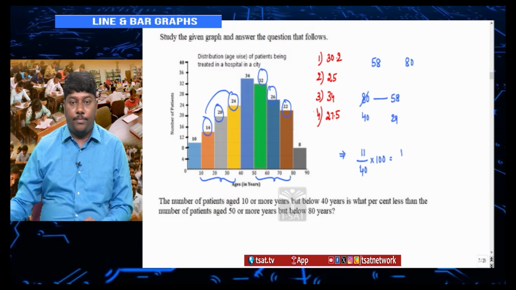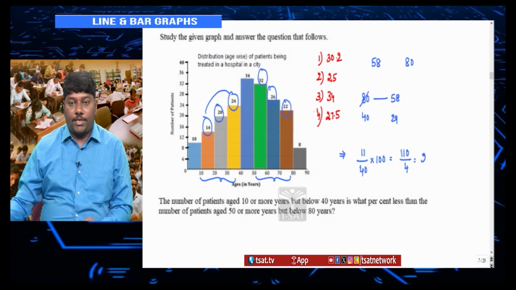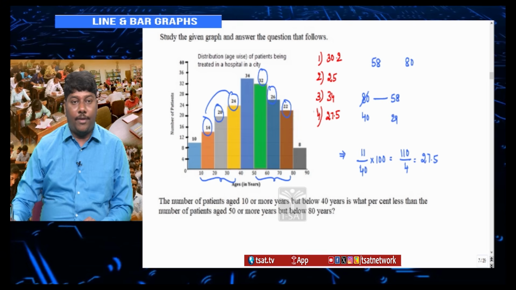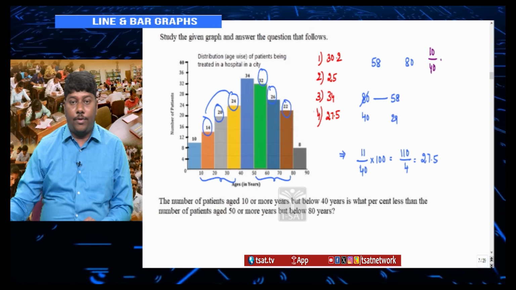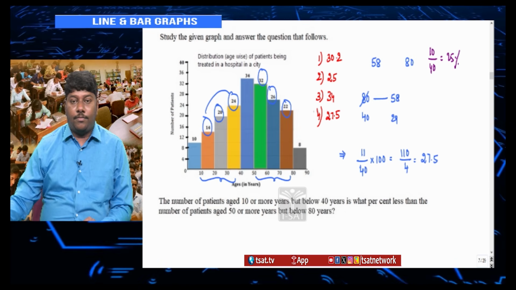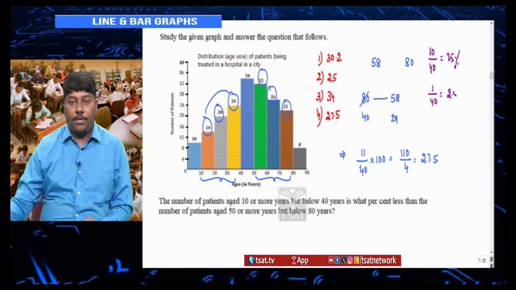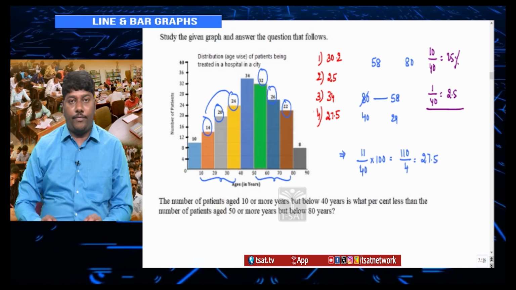0, 0 cancel. 110 by 4 is actually 27.5. Or else if you know what is 10 by 40, we all know 10 by 40 is 1 by 4, which is 25%. We know 1 by 40 is 2.5. Add them, you will get 11 by 40, which is 27.5.